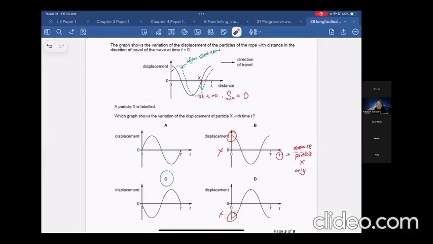Then I want to know the next motion. So I draw the wave, slightly moved to the right-hand side. Then I found out that the next step, it should be going down. So the answer will be C.